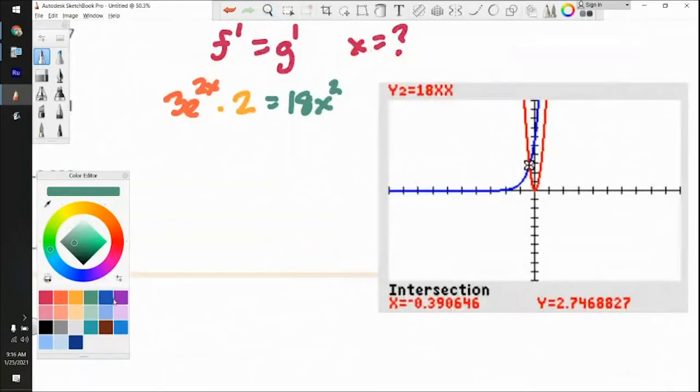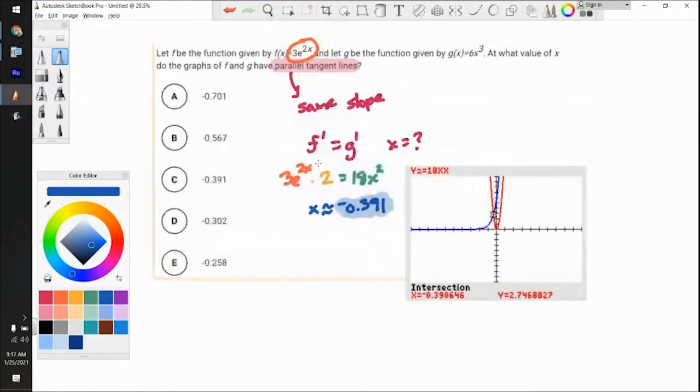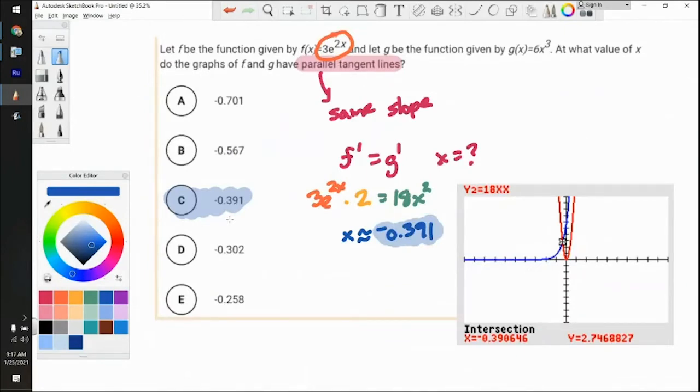And you can even test it out yourself by plugging in x to both of these. You'll see that they're both equal. So the x is approximately, whoops, that's embarrassing, approximately equal to negative 3.91. Okay, you do have to round to 3 decimal places unless it says otherwise. This one gives you the answers as 3 decimal places. So the answer is C. Are there any questions on what I did there?